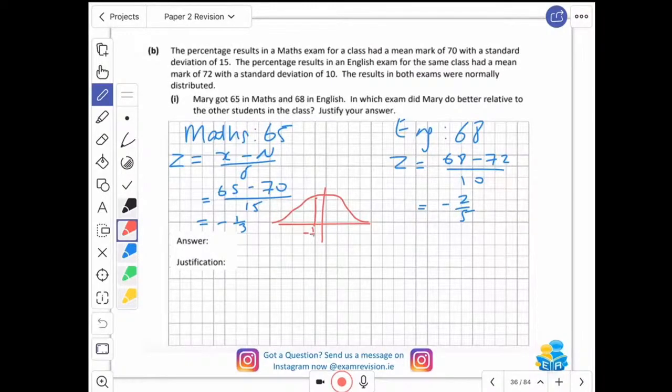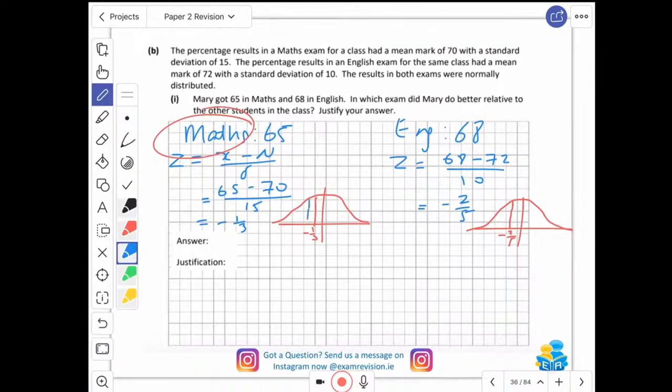And then this one is minus 2/5. So again, when you're trying to think about this, even if you wanted to change it into decimals, it might help. But this one is going to be slightly further to the left. So because the minus 2/5 is slightly more to the left, it means that she must have done better in maths. Because if you think about it, if we put this onto the same diagram, the minus, now that's obviously way off, but like in there.